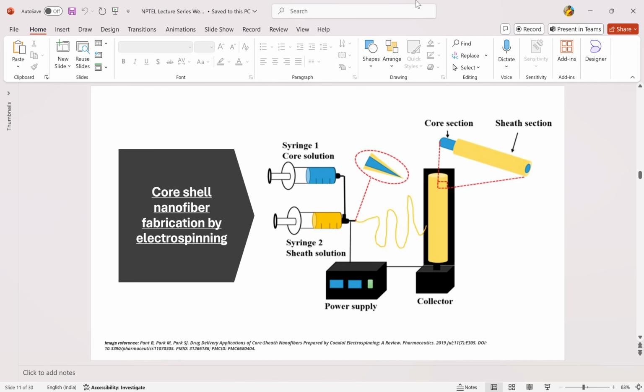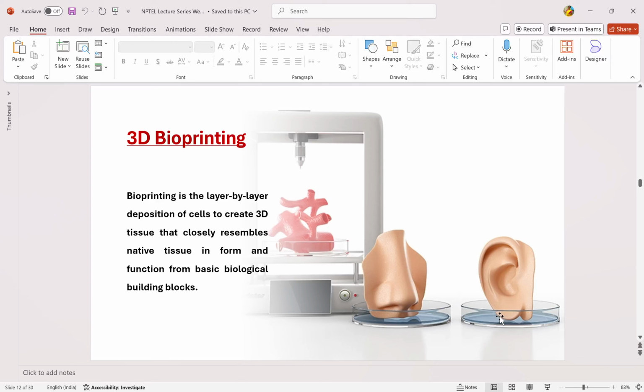Okay, so this completes the electrospinning. Any questions? Any other questions regarding electrospinning? Any questions? Okay. So we will be moving on to 3D bioprinting.